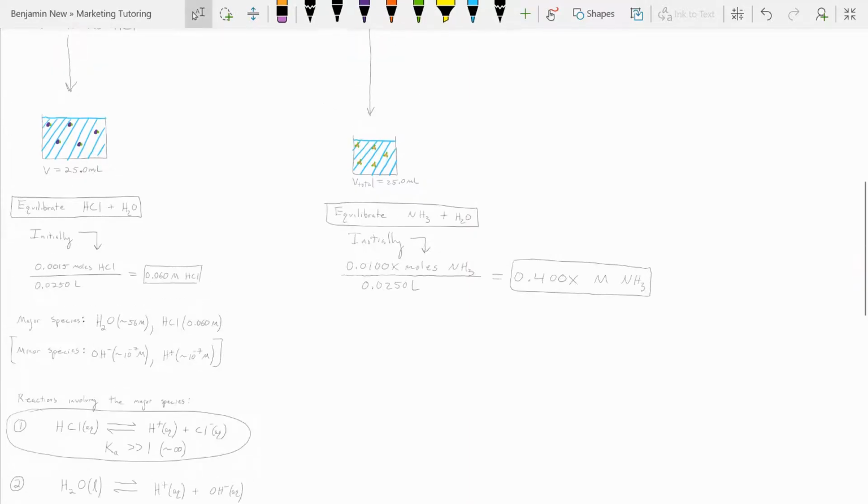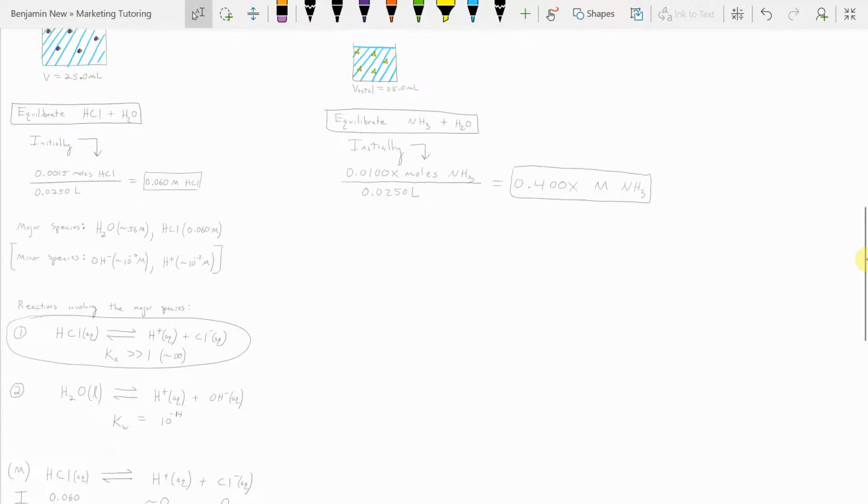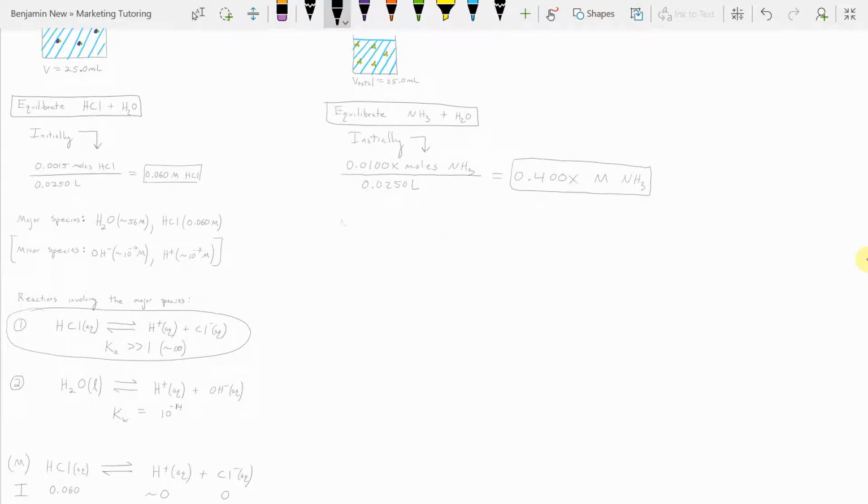So when we have ammonia and water, the major species, as you might expect, are just ammonia, which has 0.400x molar, and water, which we already determined has approximately 56 molar for its concentration.